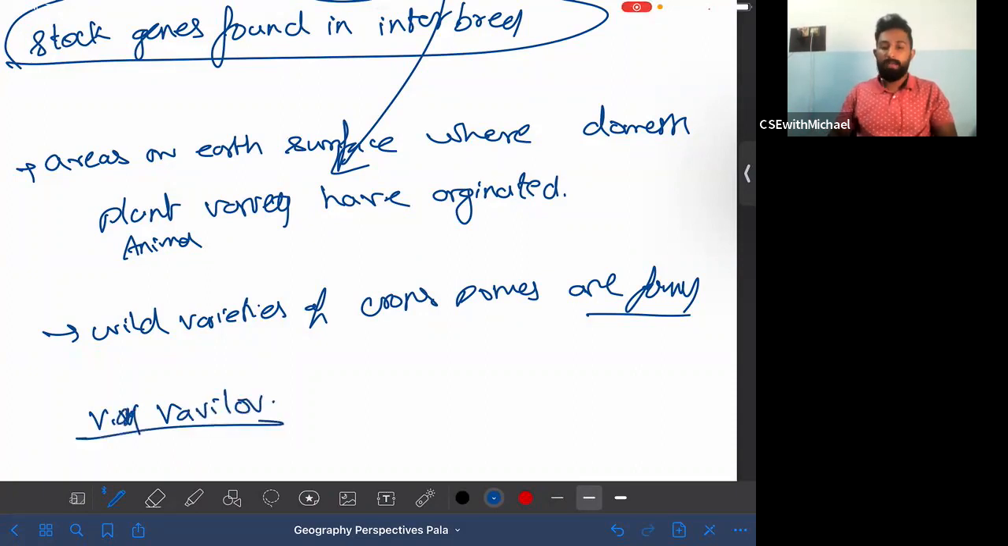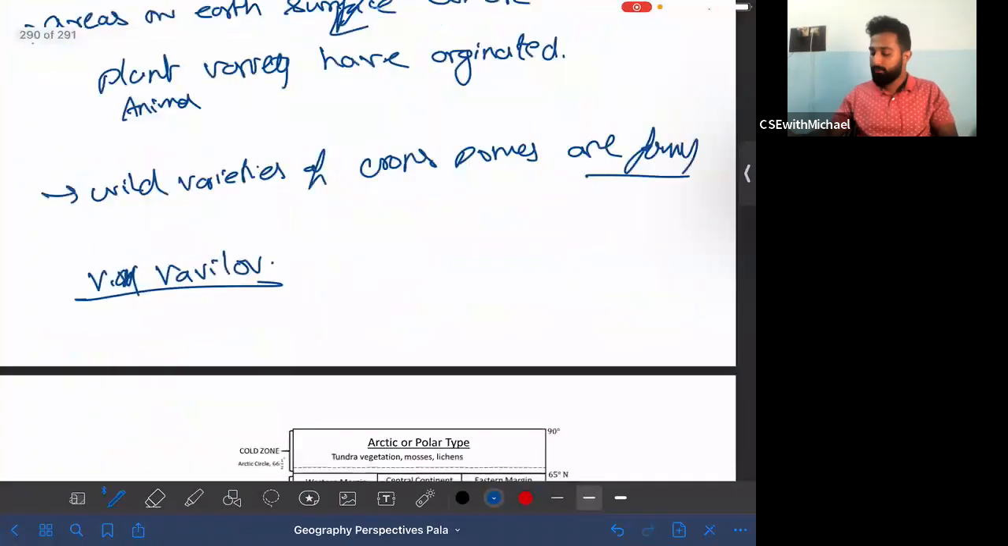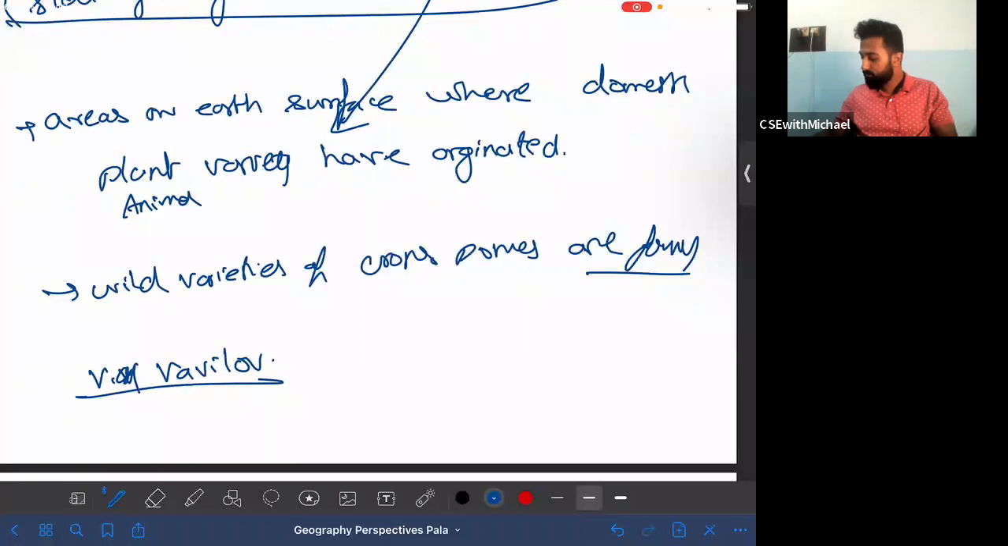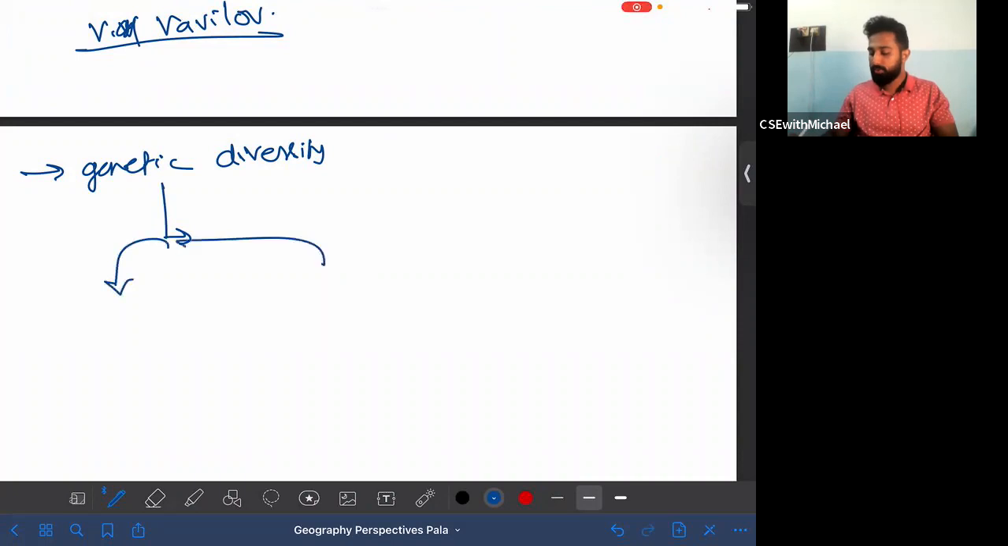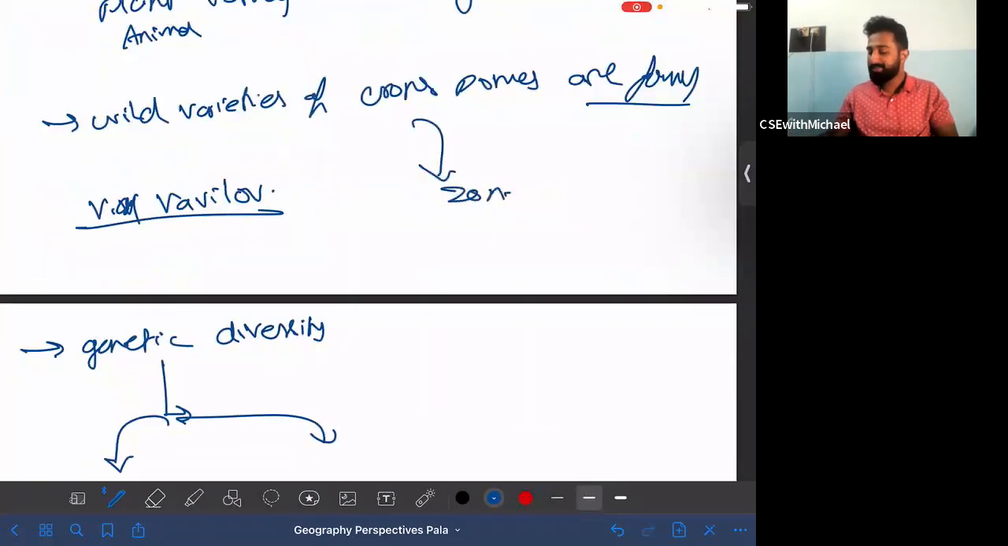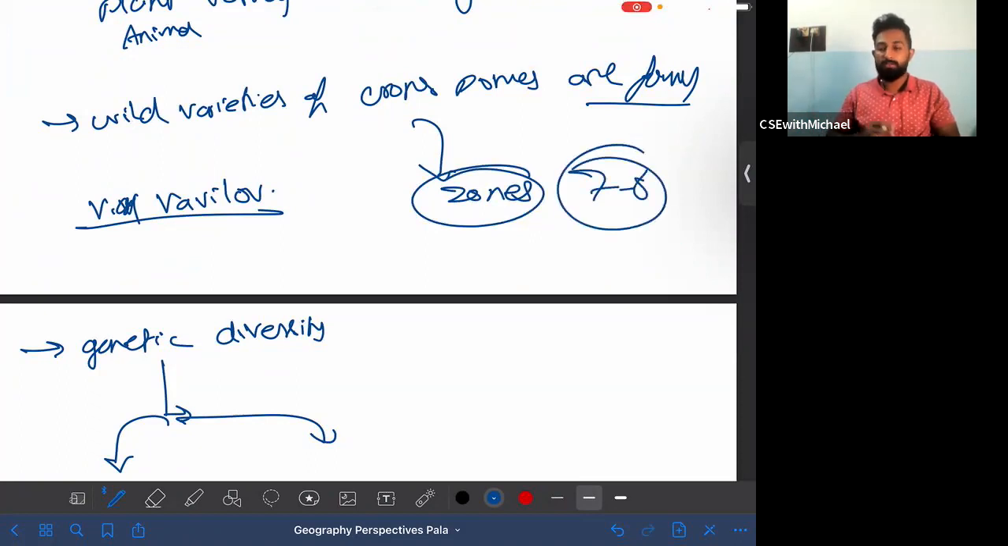Vavilov gave the idea of gene pool centers. It has to do with conservation efforts. We are identifying a few regions which are very important as far as the diversity or the sustainability of food production is concerned. These are areas of huge genetic diversity in crops which are dominating the world today. Mostly these are found in zones, not distributed across the world. There are 7 to 8 zones where a huge variety of gene pool is found. So they are the gene pool centers.